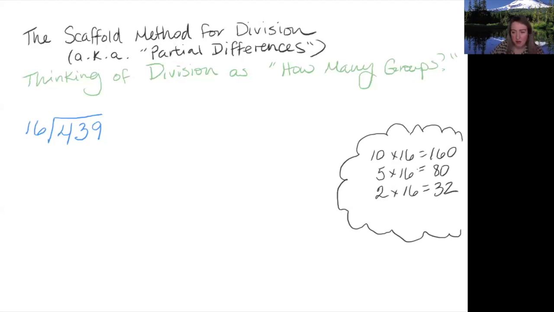So I'm going to start by thinking about making 10 groups of 16. Up here, I'm going to notate a 10 because I'm going to use 10 groups, and then that will use up 160 from my total. And I can write over here, even myself a little note. I can say this is 10 groups of 16.